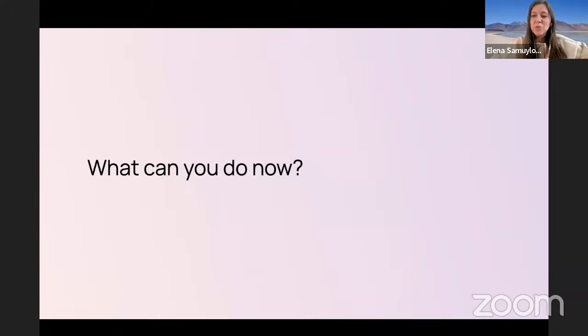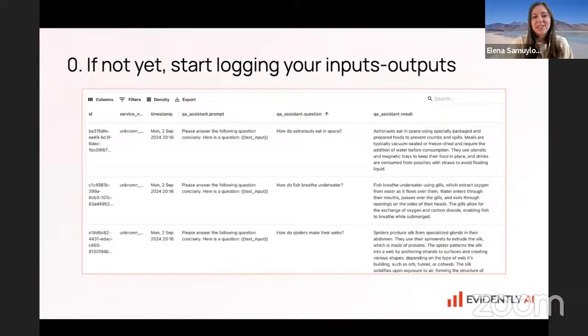If you're working on some LLM use case for the first time, and I know that was a lot, we know that in real life we don't always have the time or the ability to build all the processes from the ground up in a perfect way. So where do I think you should start if you have an initial project and you want to build evaluations? First of all, start logging your inputs and outputs.